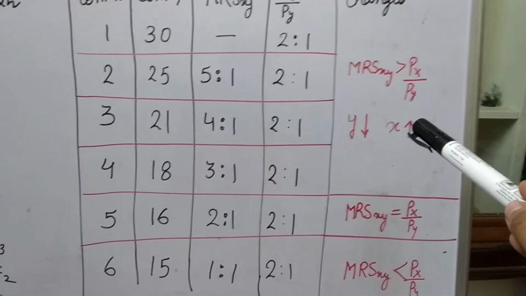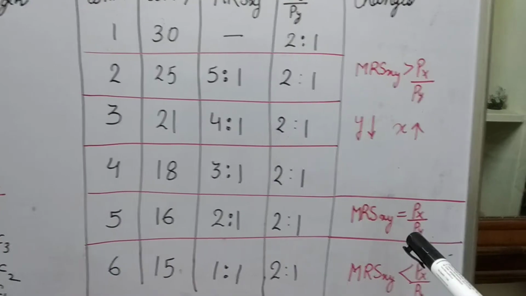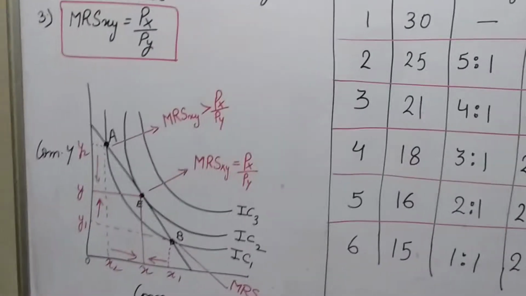He will get his equilibrium where both the ratios, both the slopes of the indifference curve and the budget line, will be equal to each other. Now this thing we will explain to you with the help of the diagram.